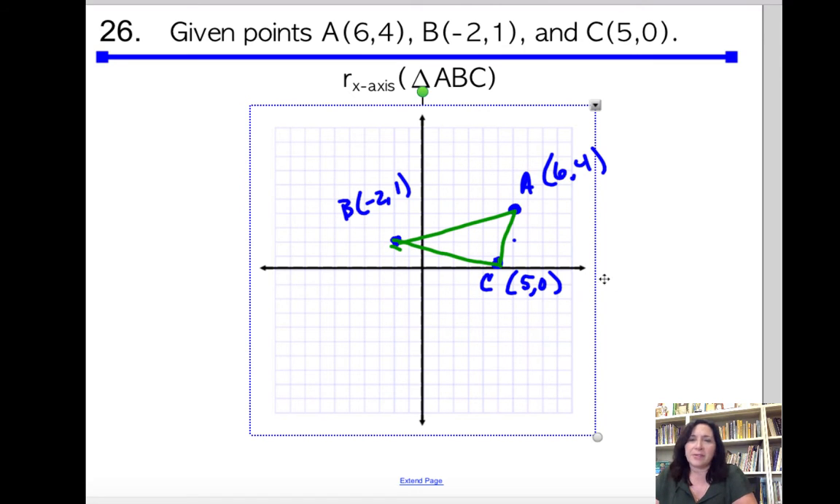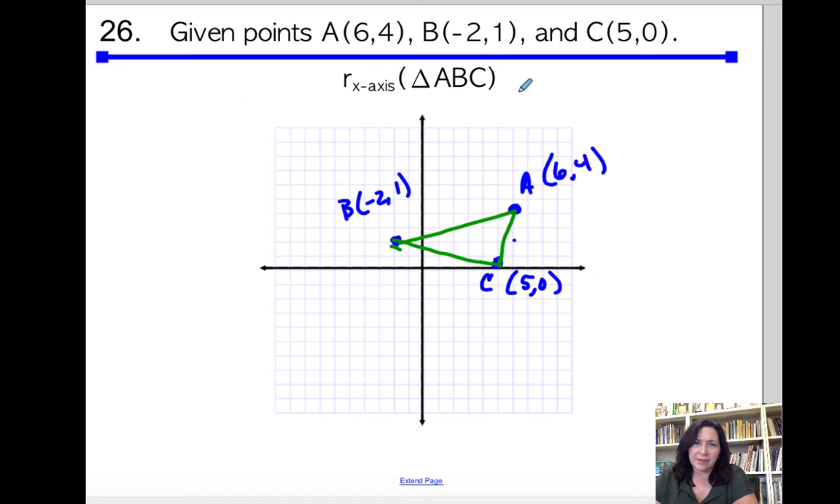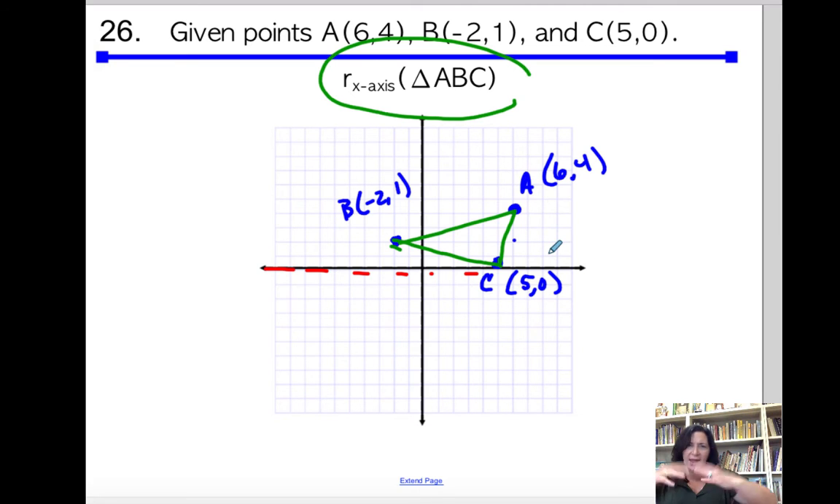Okay. So your job is to do this translation. So what that says is take R, little r is a reflection about the x-axis. So this is my x-axis. It wants to reflect it over the x-axis, okay? So reflecting that over this axis, right? So think about it. If I went over 6 and up 4, to reflect it over my x-axis, I'm going to go over 6 and down 4. So there's A prime, 6, -4.